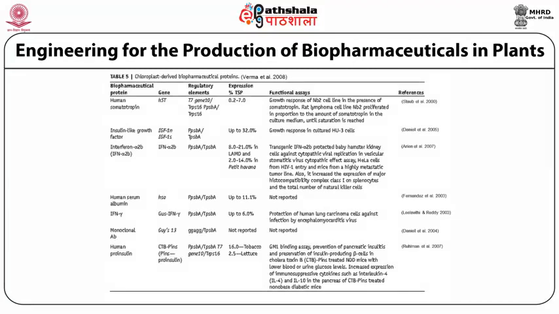There are several biopharmaceutical proteins which are being produced in plants. For example, human somatotropin, insulin-like growth factor, interferons, that's alpha interferon as well as gamma interferon, and human proinsulin. Several different types of biopharmaceuticals are being produced in plants and purified and supplied as components for health-related use in hospitals for improving the health of humans.